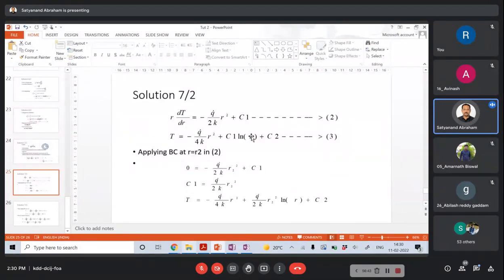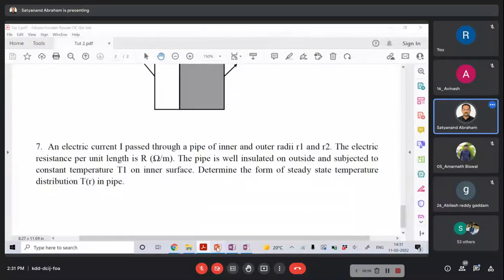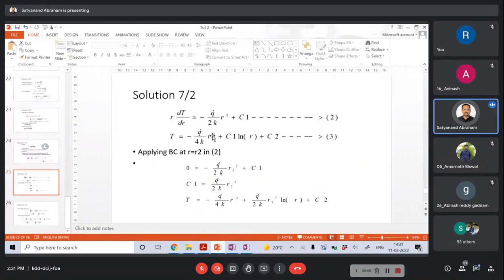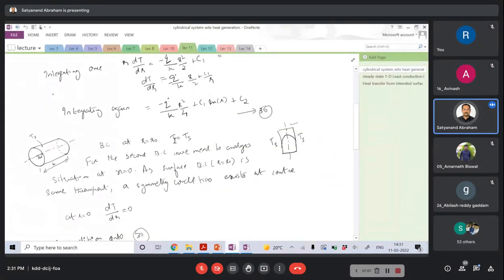Here you can see that C1 times ln r is coming. For a hollow cylinder, you can remember that the same kind of expression was coming: q/(4k) r squared plus C1 ln r plus C2. For a solid cylinder also, it is minus q r squared by 4k plus C1 ln r plus C2. But for a solid cylinder, we said dT/dr equals 0 was our first condition.